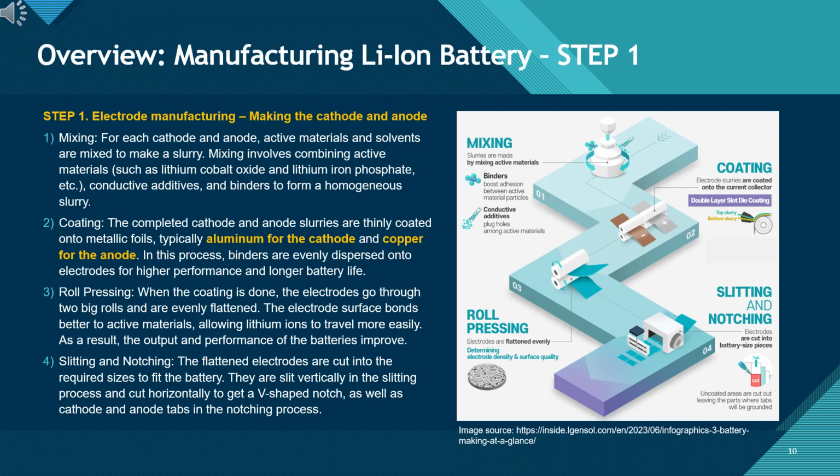Next, the slurry is coated onto metal foils, aluminum for the cathode and copper for the anode. The coated films are then roll-pressed to achieve the required density and smoothness, which improves lithium-ion transport. Finally, the electrodes are slit and notched into precise shapes to prepare them for the cell assembly stage. These steps establish the foundation for the battery's performance, safety, and consistency.